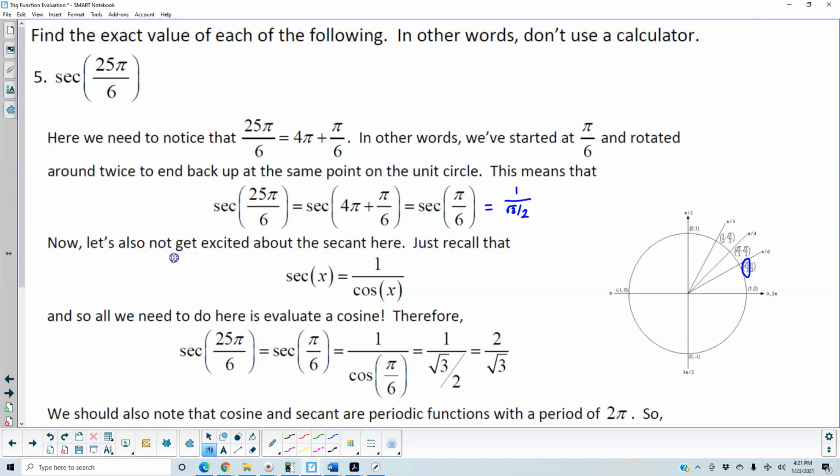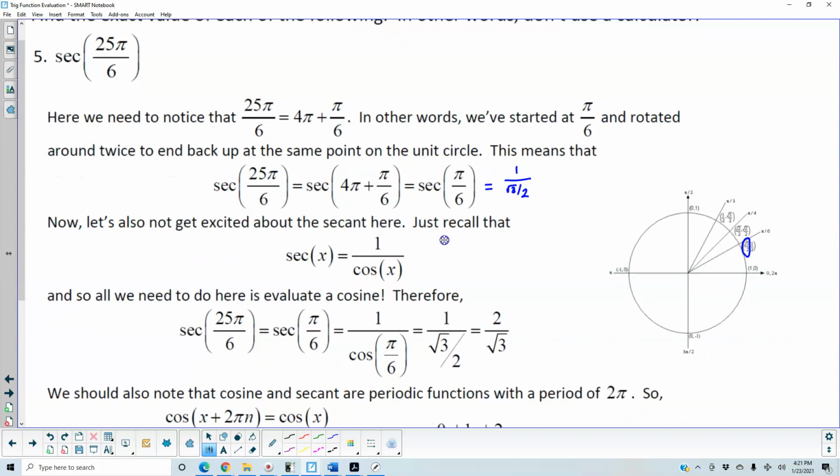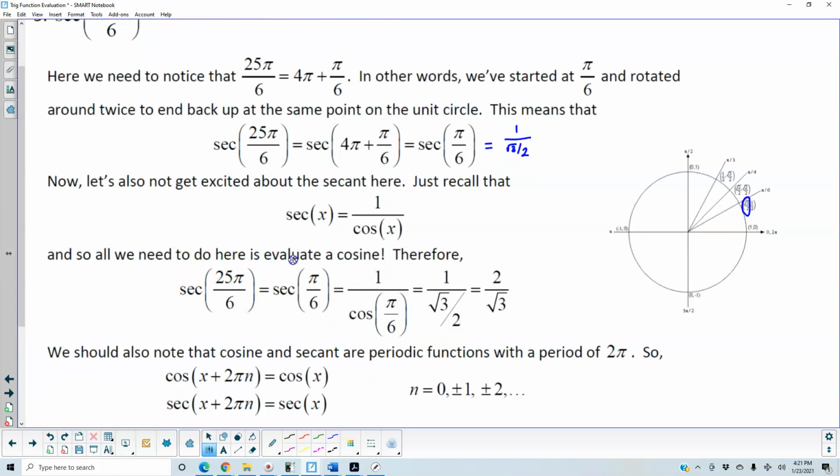Now, again, let's also not get excited about the secant here. Just recall that secant of x is 1 over the cosine of x. And so all we need to do here is to evaluate a cosine. So therefore, 1 over the cosine of pi over 6 is the same thing as 1 over the square root of 3 over 2. To simplify, multiply both the numerator and denominator by 2, which is 2 over the square root of 3. And then remember that if you want to rationalize the denominator, you need to multiply the numerator and the denominator by the radical. So we'd end up with 2 times the square root of 3 over 3.